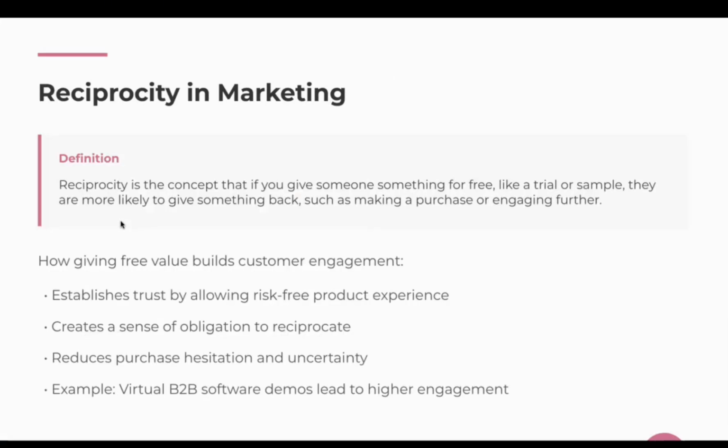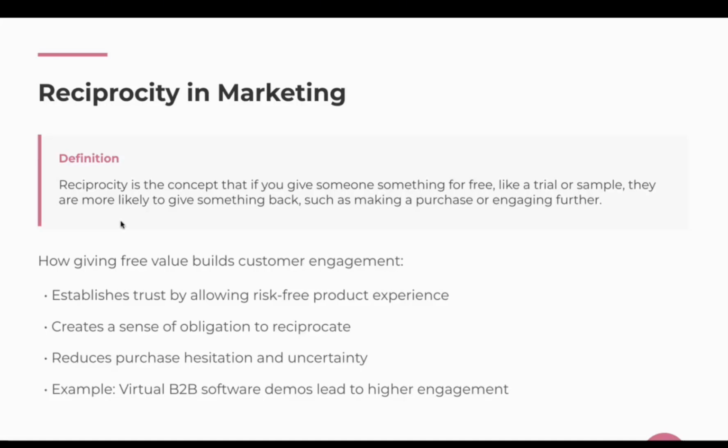All right. Now, what is reciprocity in marketing? Reciprocity is the concept that if you give someone something for free, like a trial or a sample, they'll be more likely to give something back, such as making a purchase or engaging. It's this weird phenomenon where I guess people feel guilty for a business giving them something for free. So they're like, okay, well, let me give them something. I mean, they gave me something for free, so why not buy something? It's psychological, really.